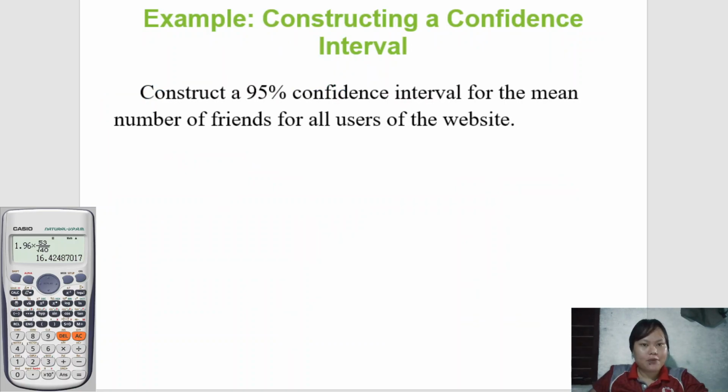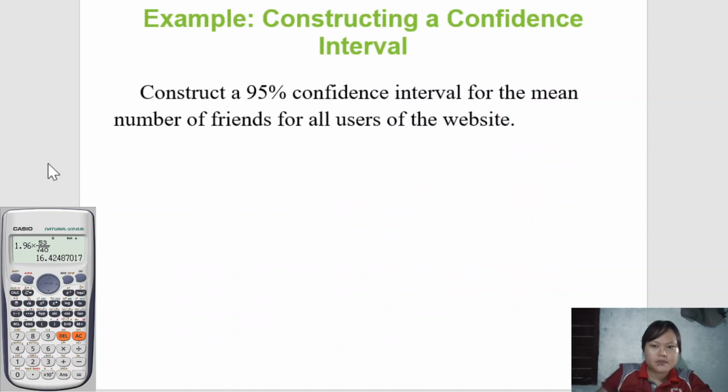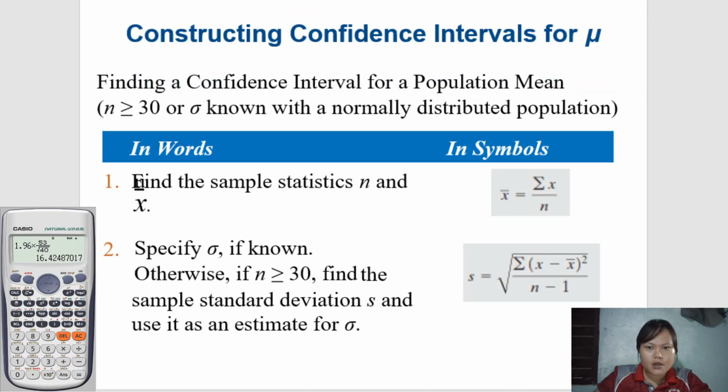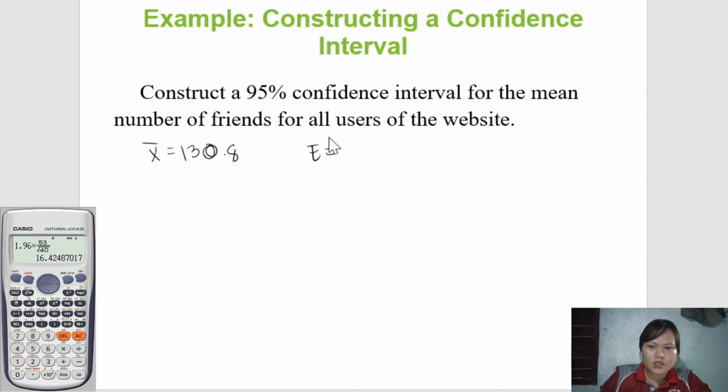Let's have this example. So, supposing we are asked to construct a 95% confidence interval for the mean number of friends for all users of the website. So, I just have to go back kung ano ang naging mean natin kasi I somewhat forgot. Our mean is 130.8. Okay, so I would be injecting it here. X bar is 130.8. Okay, and the value of E that we solved a while ago is 16.4.